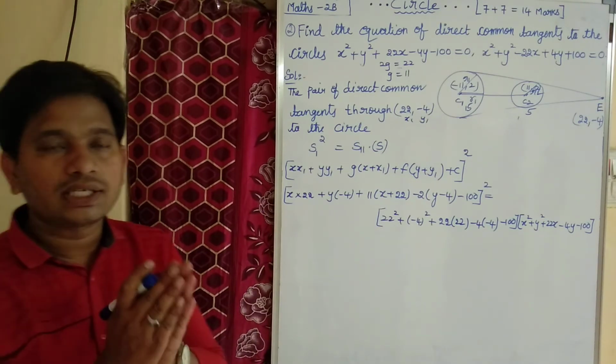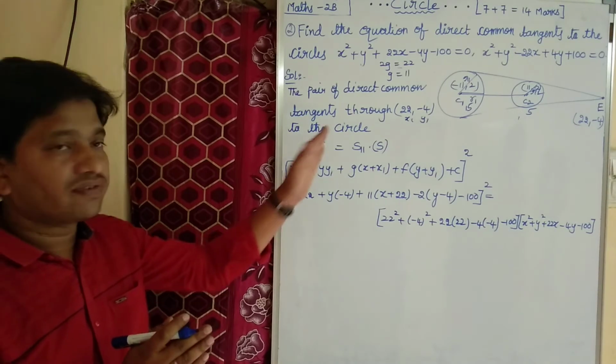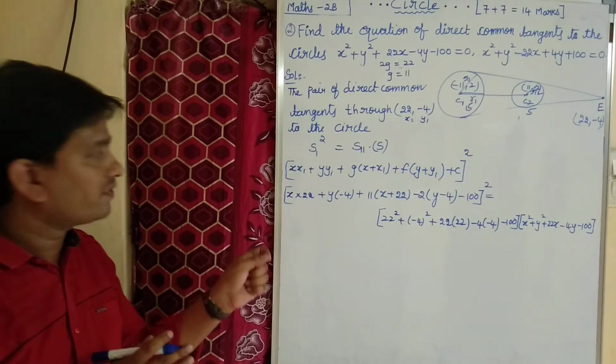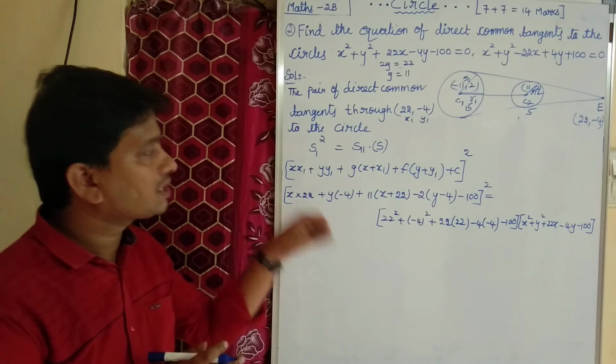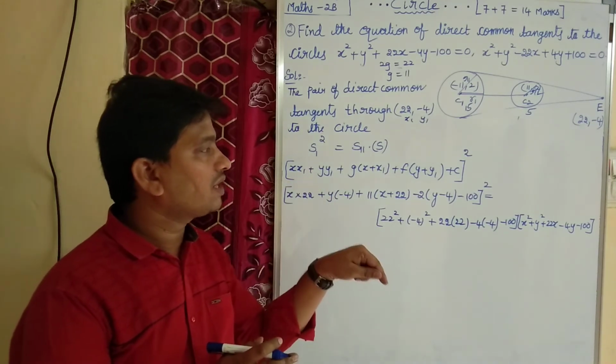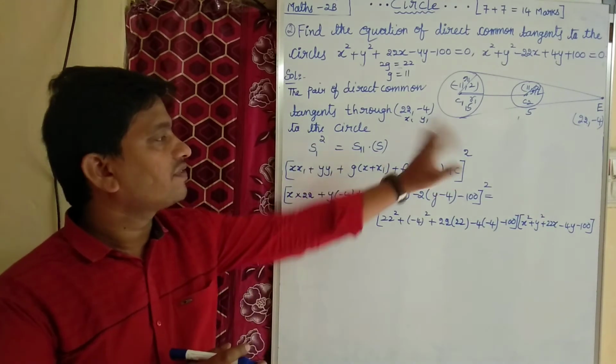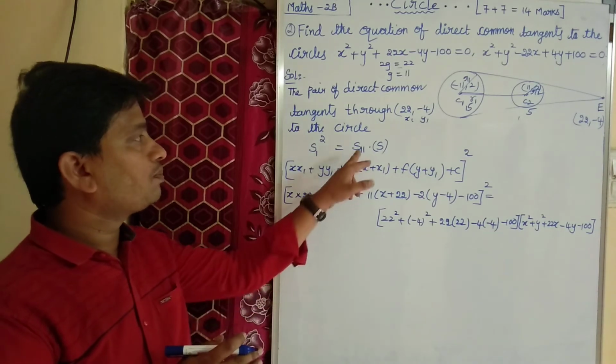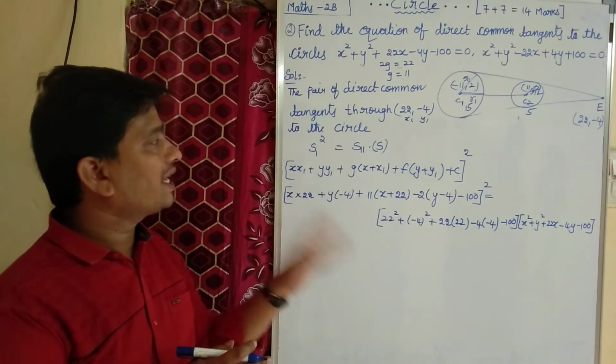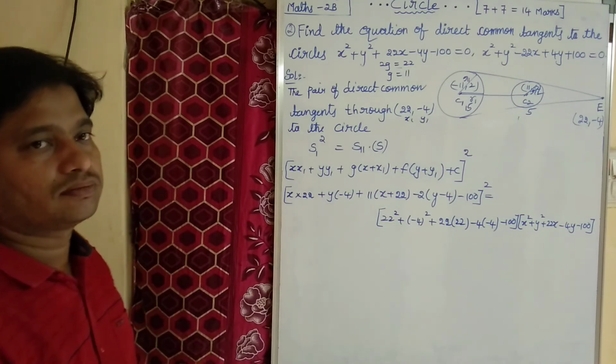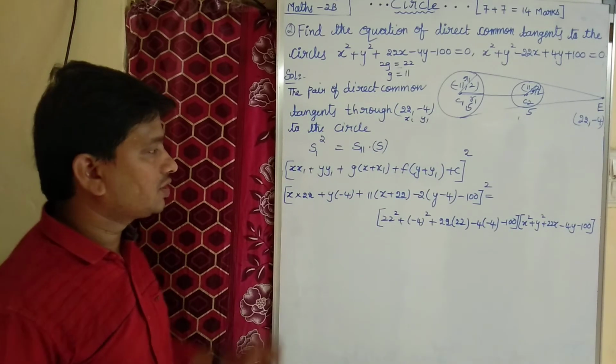First one is S1 square. S1 means x1 plus y1 plus g into x plus x1 plus f into y plus y1 plus c, whole square. Equal to S11, which means the point we need to substitute in the equation of circle, into S, which means the equation of the circle. Okay, children. Now let us do.